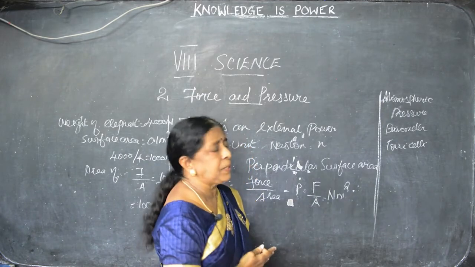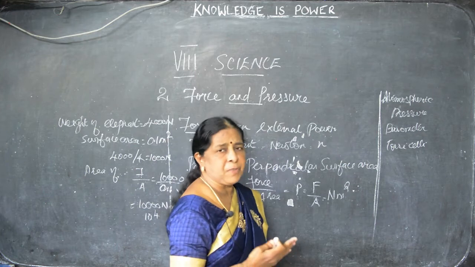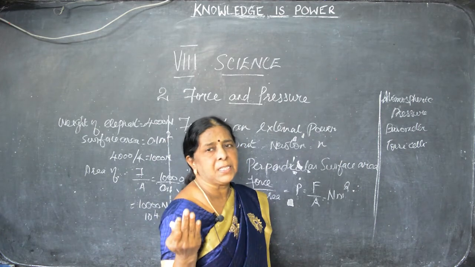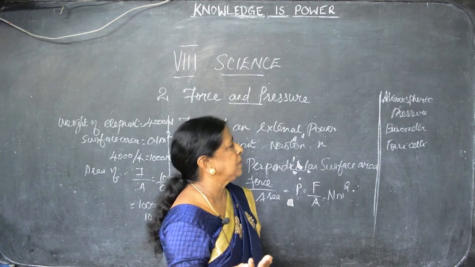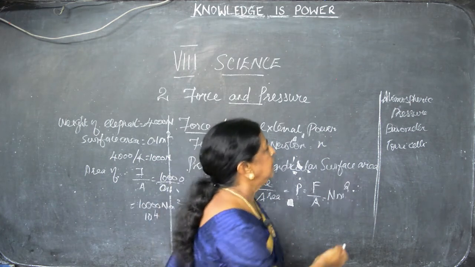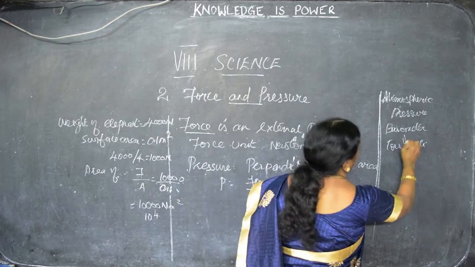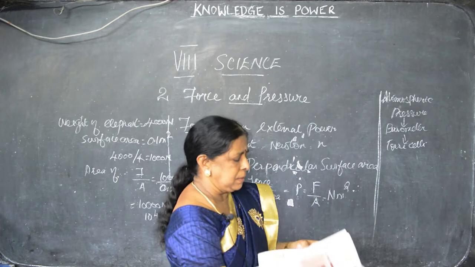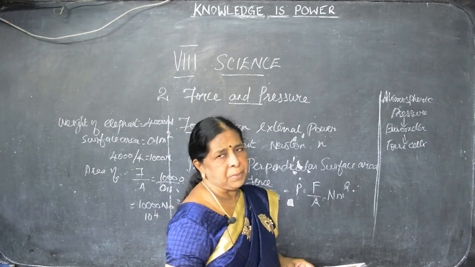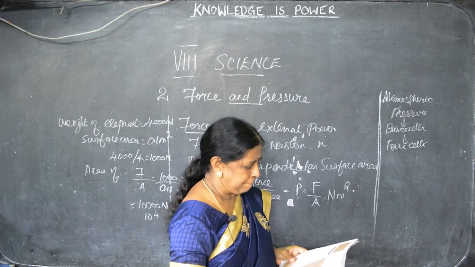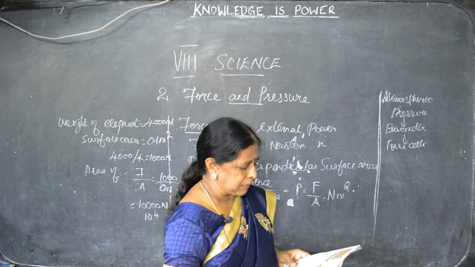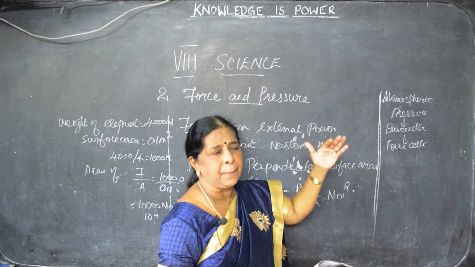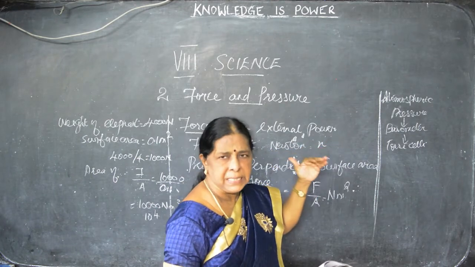The barometer is a device which finds out the atmospheric pressure. The pressure exerted by the air is known as atmospheric pressure, and that is measured by the barometer. The barometer was invented by Torricelli. Mercury is the liquid metal used in the barometer. Atmospheric pressure decreases with the altitude from the surface of the earth. Whenever you go high, atmospheric pressure decreases.